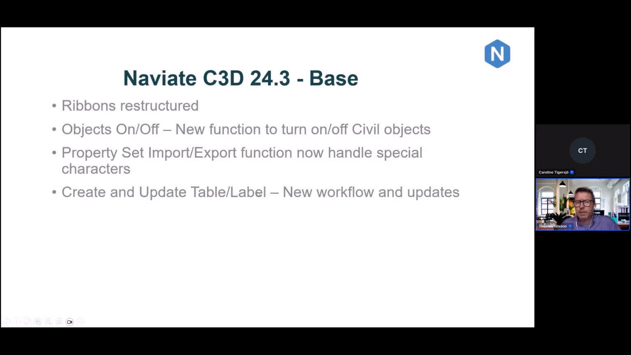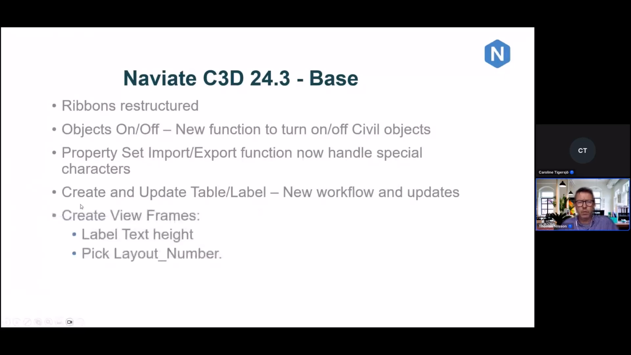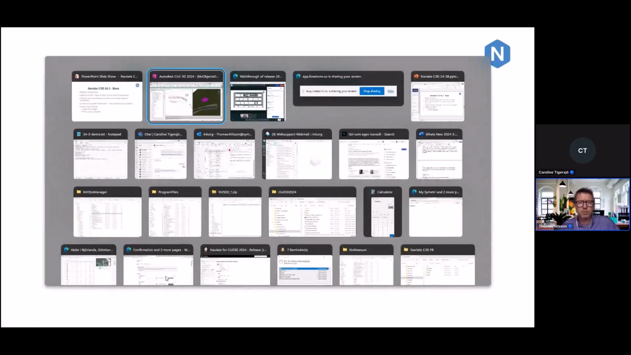So, create and update table and label. We have a new workflow and updates with that one. So I'll show that one, and I will also move to creating view frames, label and text height, and pick layout number. I'll explain this soon.